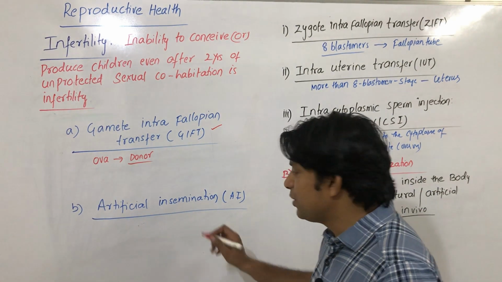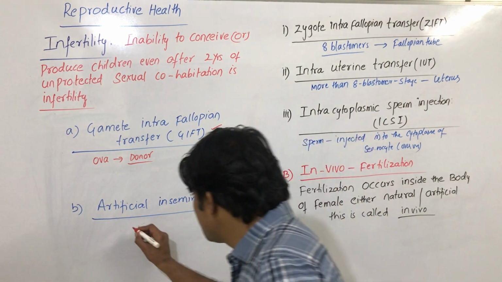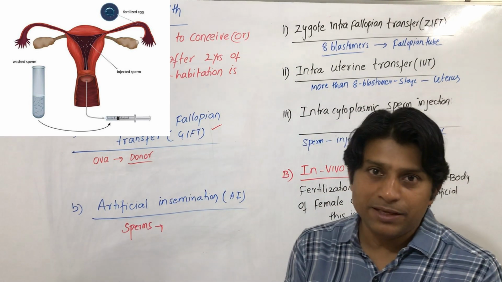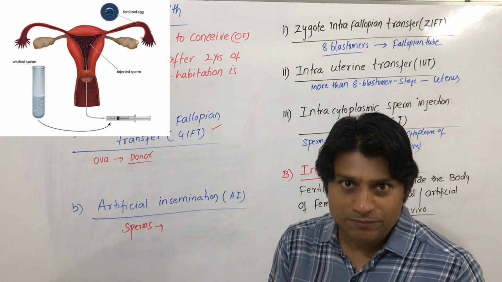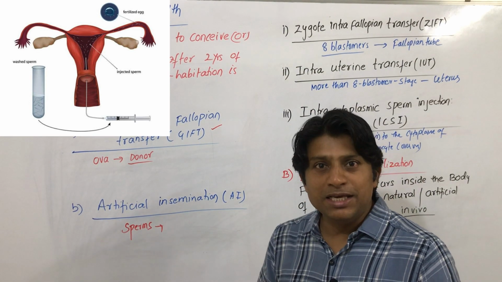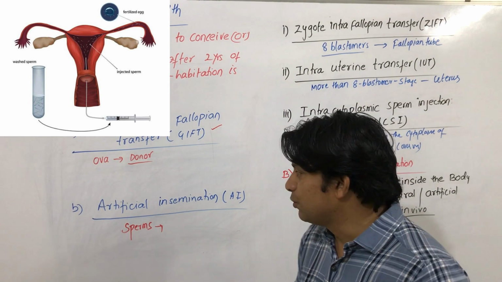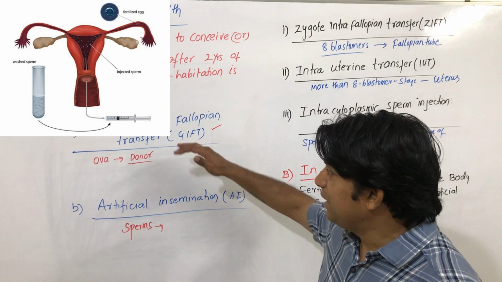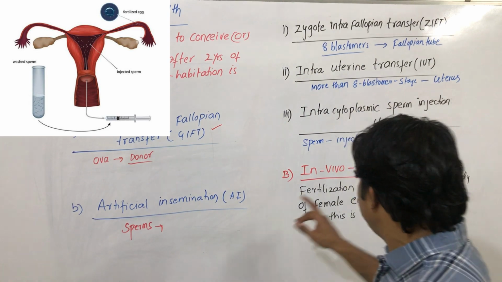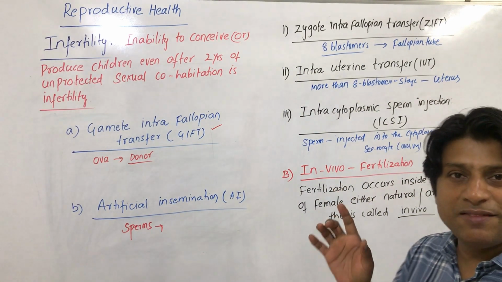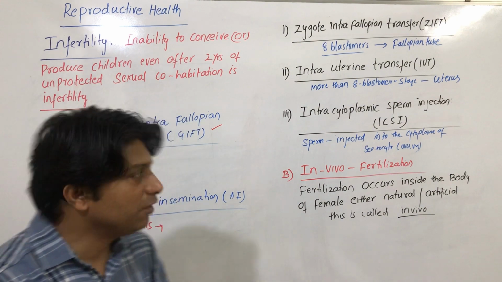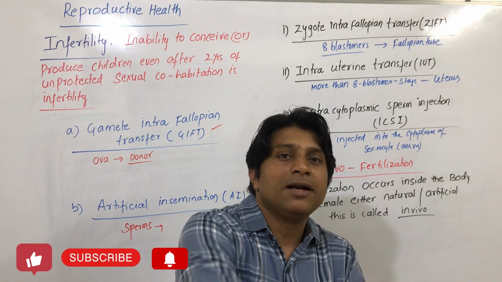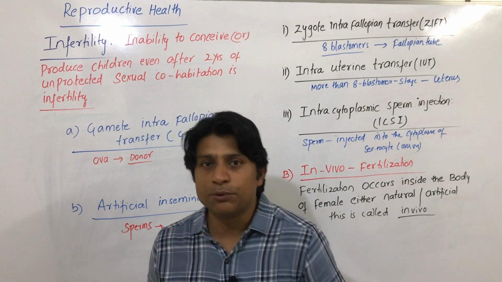Second, artificial insemination. In this, sperms collected from the husband or from a donor are introduced into either the vagina or the uterus of the female. This is what you call artificial insemination. So these are the two methods of in vivo fertilization, where fertilization occurs naturally inside the body of the female. In in vitro fertilization, fertilization takes place outside the body, and those embryos are transferred into either the fallopian tube or the uterus of the female.